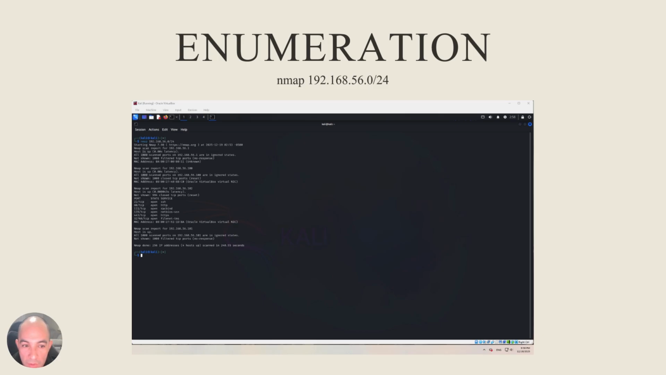Enumeration involves gathering information about the target system. Start by confirming the network connection between Kali and the target. My IP in Kali is 192.168.56.101, and my Kioptrix 1 is 192.168.56.102 on a host-only network.